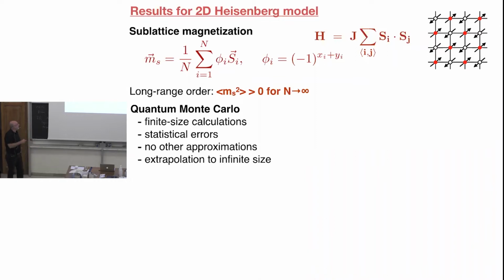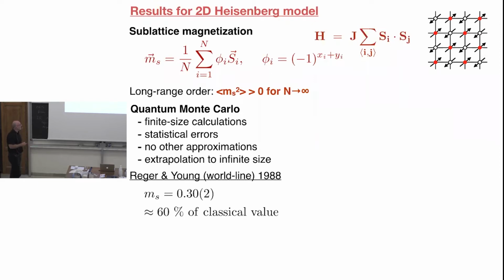So the method I talked to you about, the projector method, which I'm going to use here, but whatever QMC you use, we work with finite size. So that's why we have to extrapolate. We have statistical errors, but we have no other approximations, right? And we have to extrapolate to infinite size, given also the noisy data that we have.